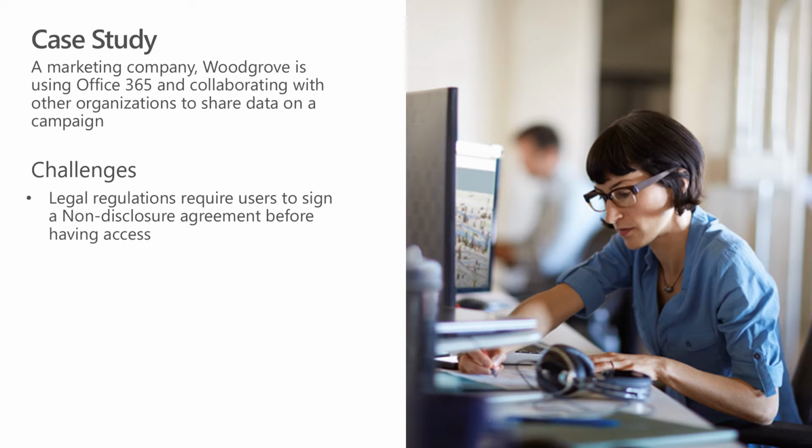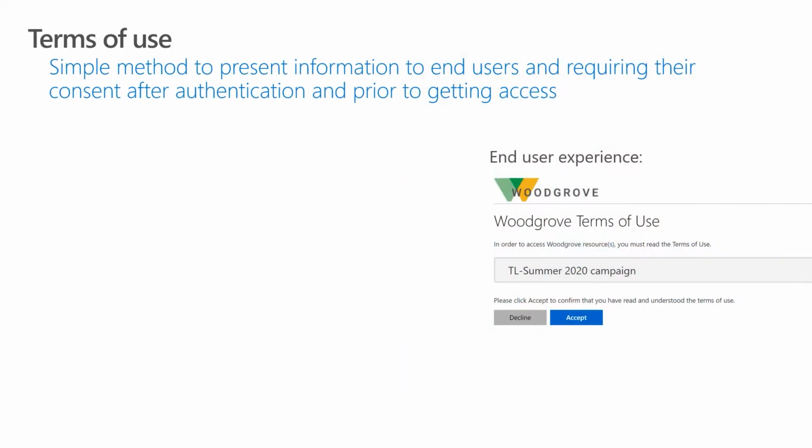In this case, we're going to look at a scenario where a new person joins the team, and before they have access to applications in the Woodgrove tenant, they need to sign a terms of use agreement. For this, we'll use the terms of use feature. Now, this allows companies to enforce signing an agreement before getting access granted to them.